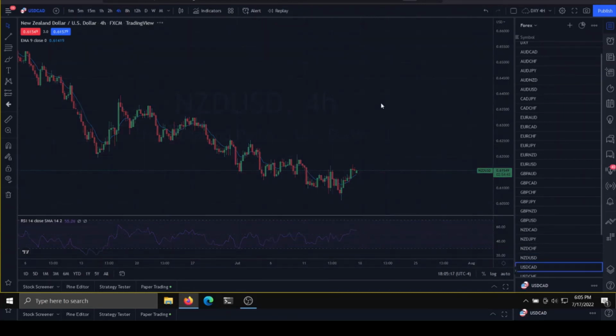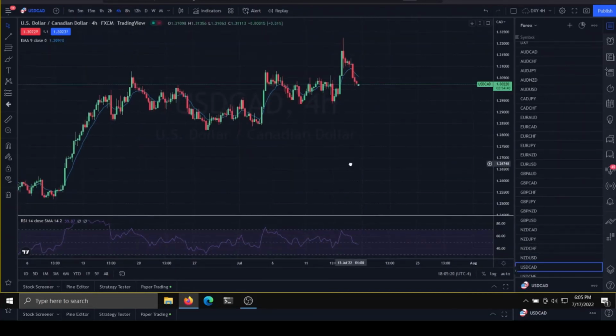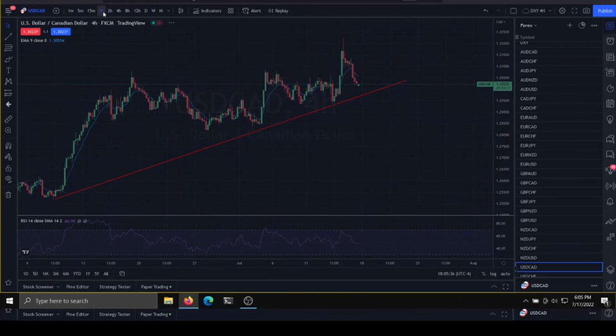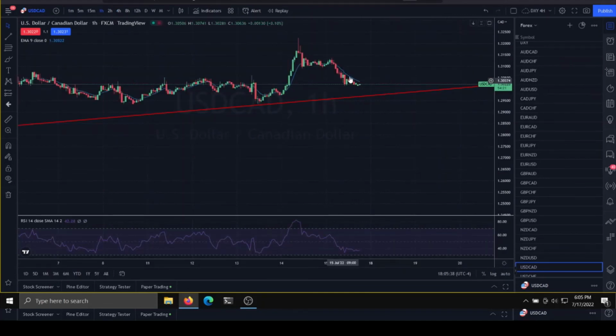USD CAD. Got an impulse to the downside. If you're looking for downside on this pair, you want it to break this. Break this, correct, downside. If you're looking for upside, look on the 1 hour chart. When it gets to the trend line, see if you get an impulse, correction, new high.